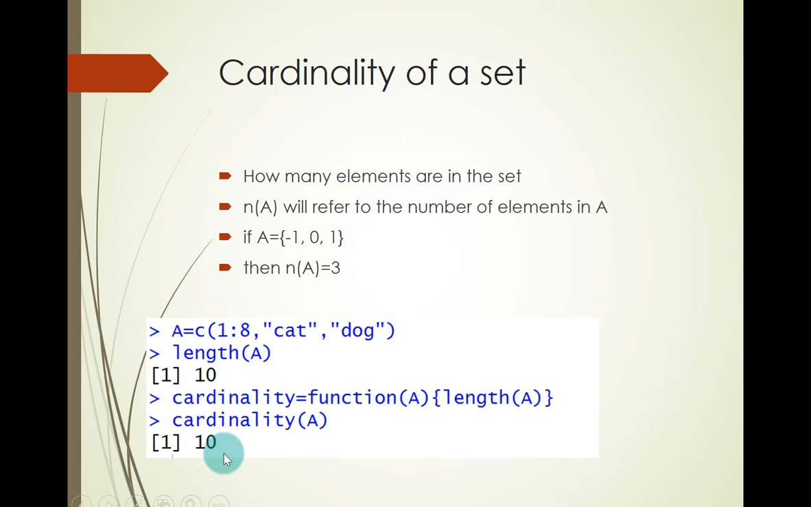So I'm going to ask you to write a function which is more careful than this one. If A was equal to 1 through 8, repeated, comma, cat, comma, dog, that would mean the length of A would be 18, but that's not what we want for the cardinality.